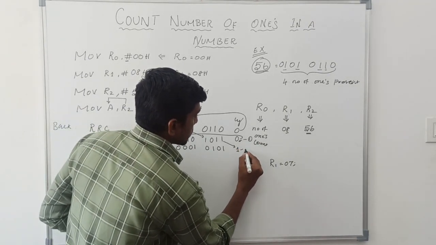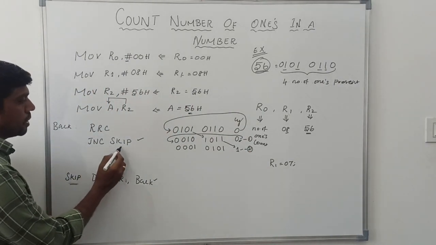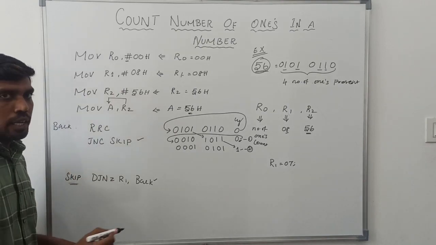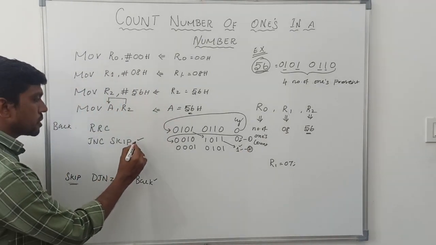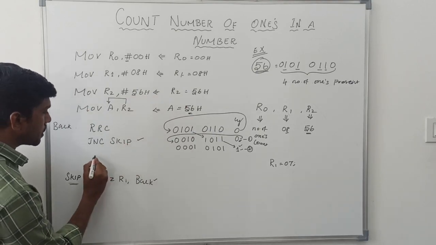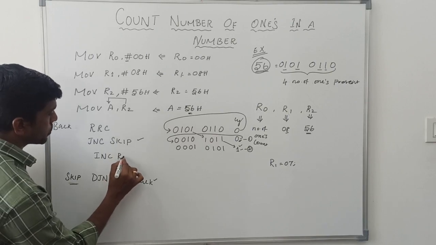So it's a first rotation. This one is a second rotation. Now JNC skip, jump on no carry. But in this case, the carry value is 1. The condition is false, so it executes the next instruction. The next instruction is INC R0.